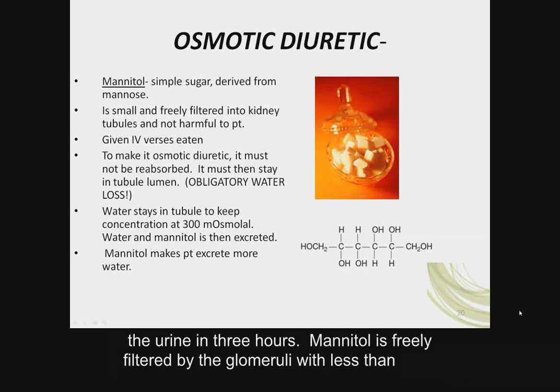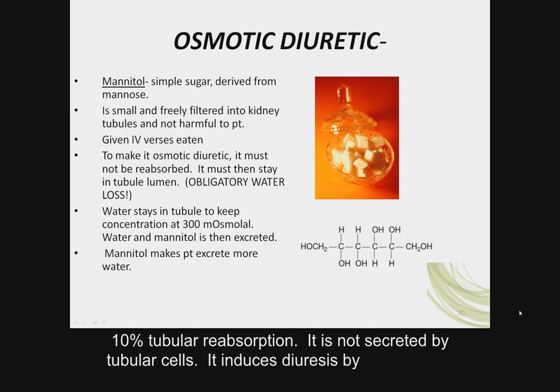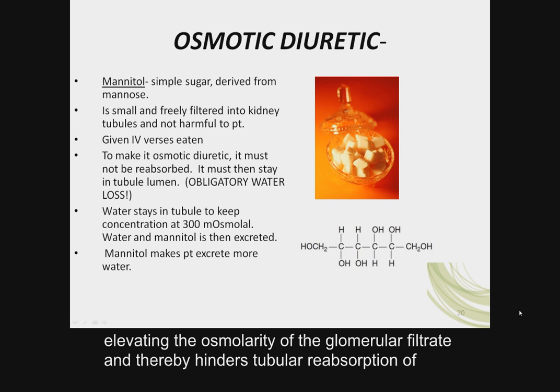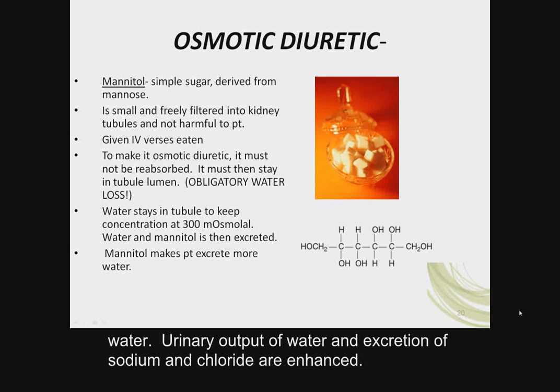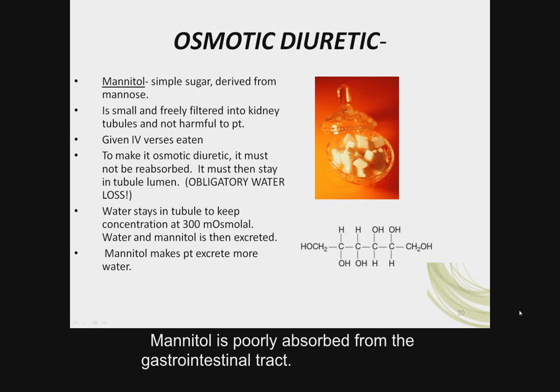Mannitol is freely filtered by the glomeruli with less than 10% tubular reabsorption. It is not secreted by tubular cells. It induces diuresis by elevating the osmolarity of the glomerular filtrate and thereby hinders tubular reabsorption of water. Particles suck, remember. Urinary output of water and excretion of sodium and chloride are enhanced. Mannitol is poorly absorbed from the gastrointestinal tract, which is why it has to be given by IV versus eaten.